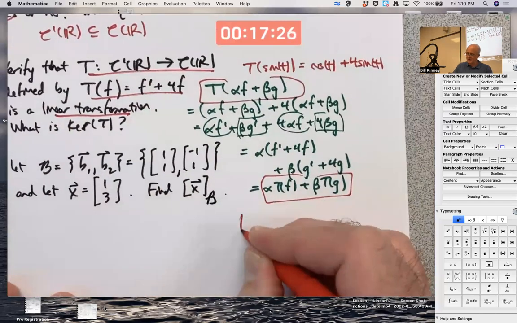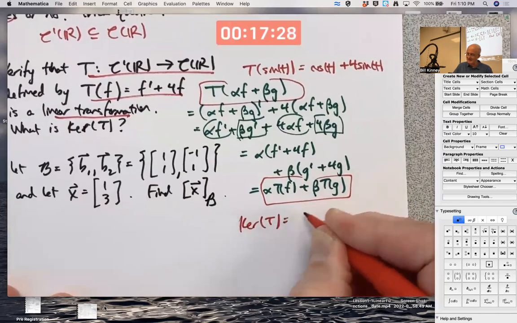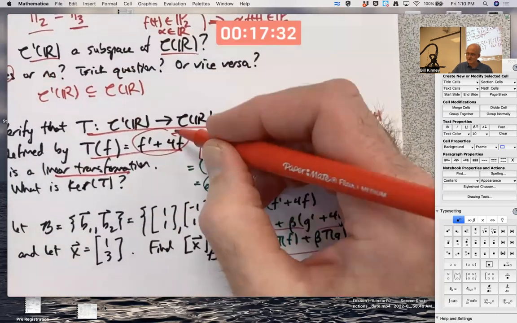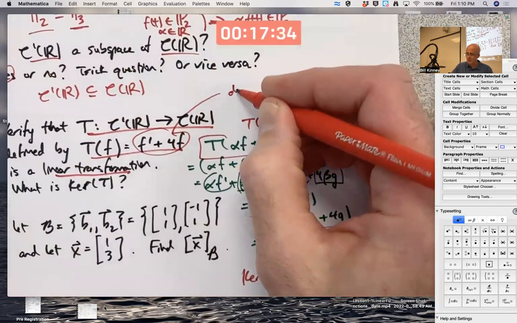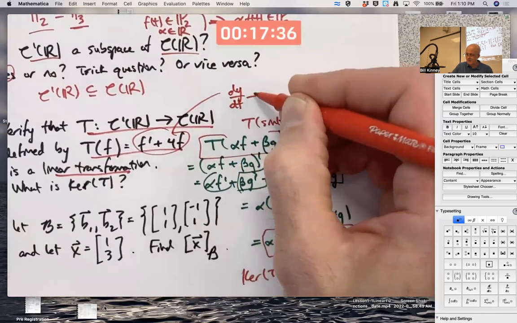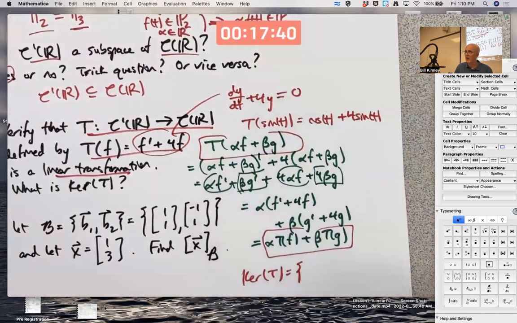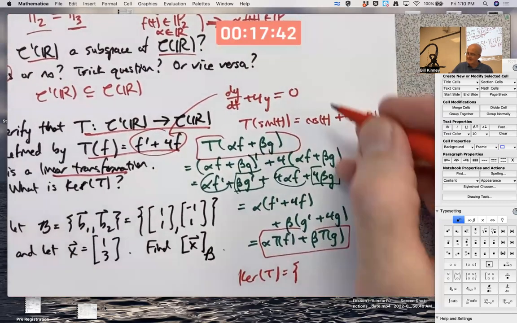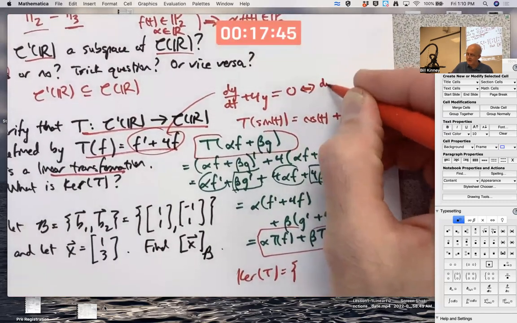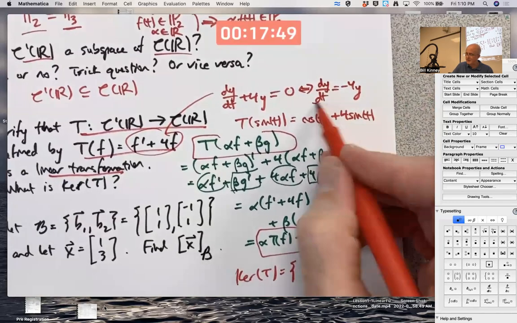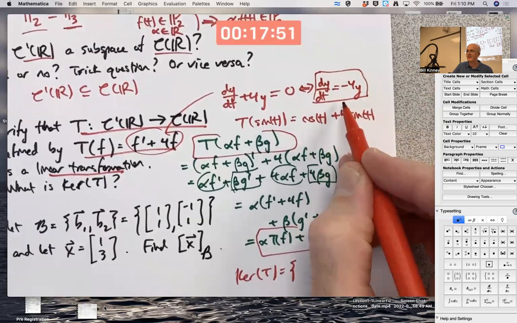You could say the kernel, you're trying to solve the differential equation. It's like dy/dt plus 4y, and to find the kernel, we're setting it equal to 0 and trying to find y. That's equivalent to dy/dt equals negative 4y. You could separate variables. That's simple enough. You could guess. We've talked about that kind of differential equation a lot.